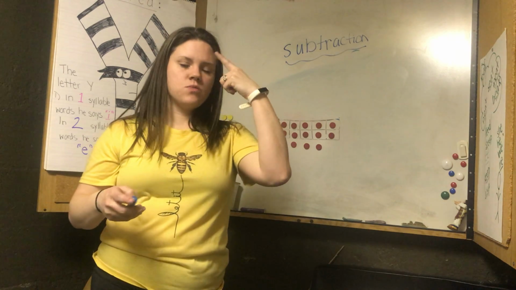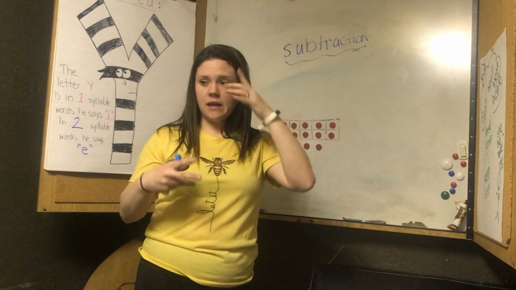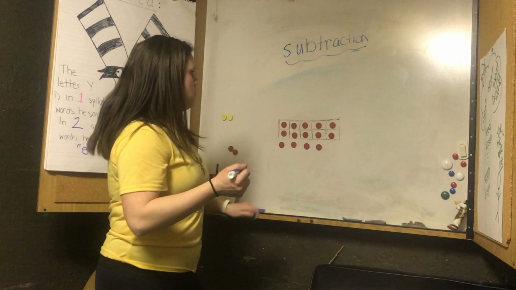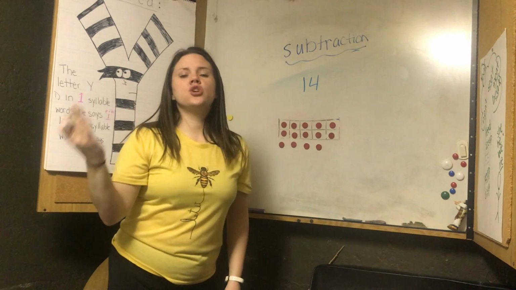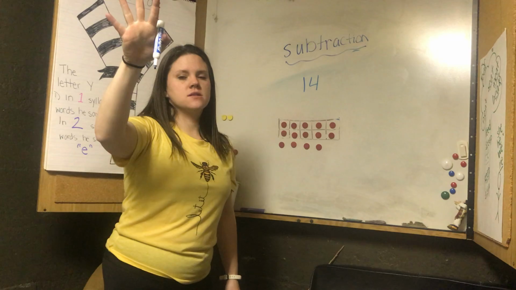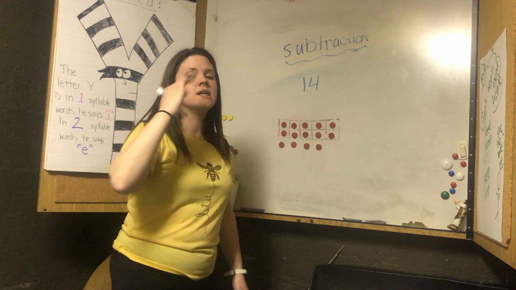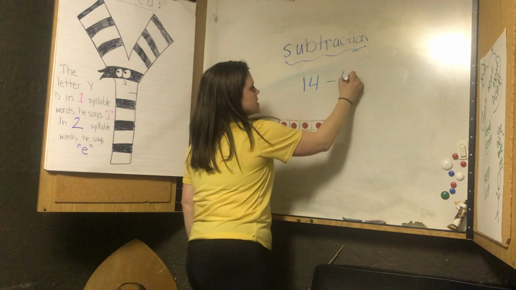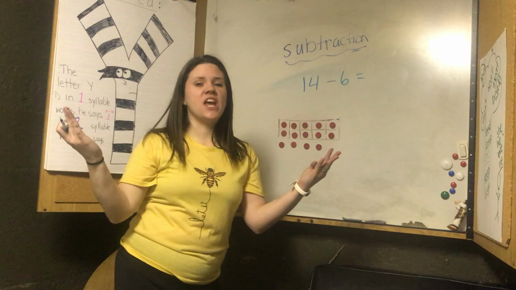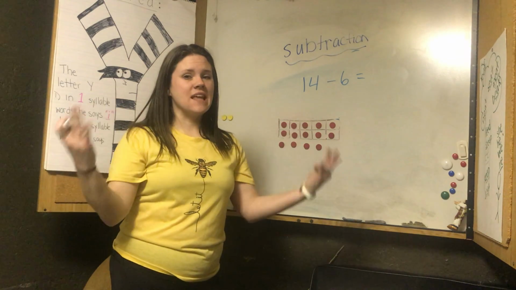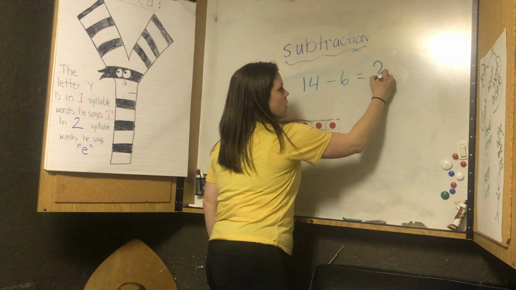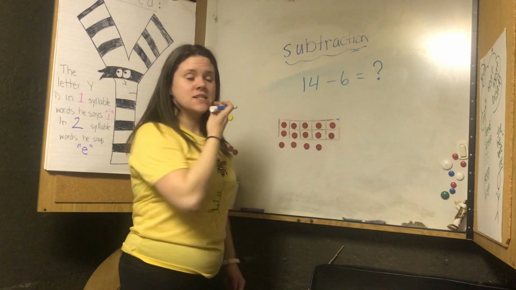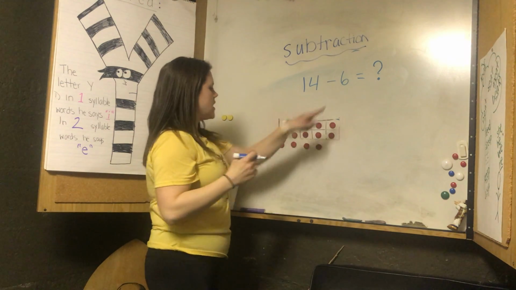Well, I hear those words. I hear those clue words, and I'm going to make my plan. Now, I know Annie starts with 14, and she uses 6 of them. When she uses them, that means they go away, right? So I know that this is going to be a subtraction sentence. She uses 6. How many does she have left, right? What's left? What's the difference? What is the part that she has now? So I know that I'm looking for the difference. So 14 take away 6.